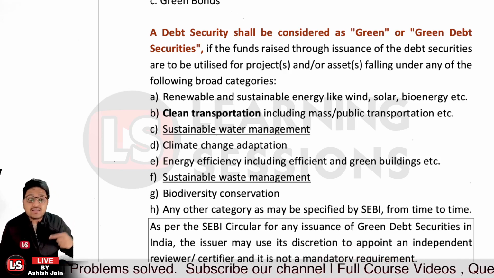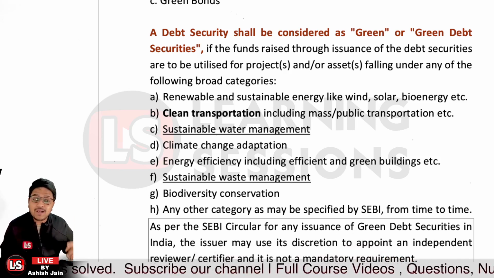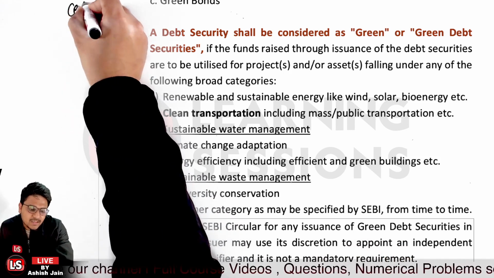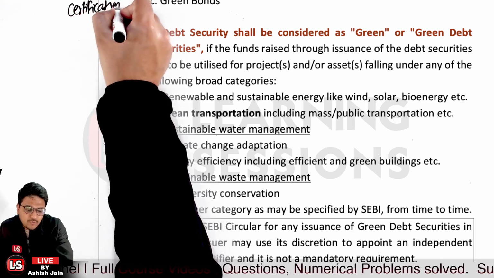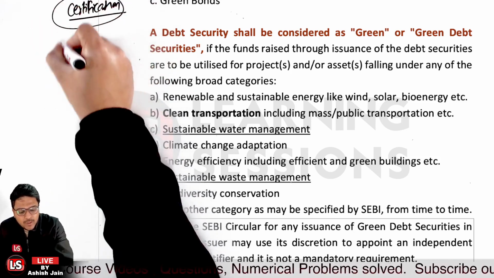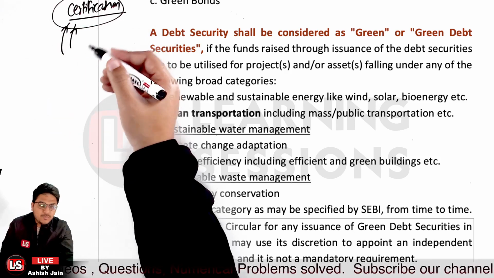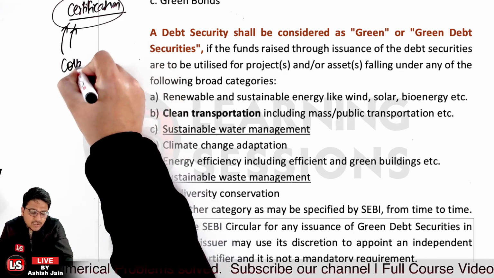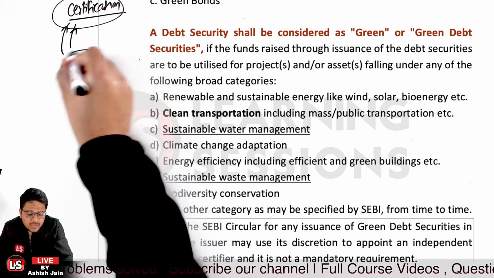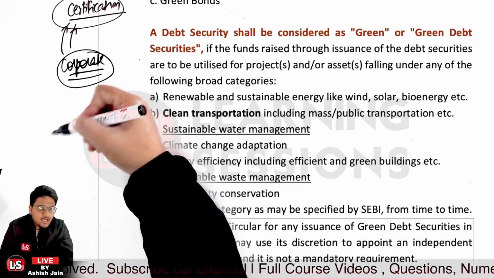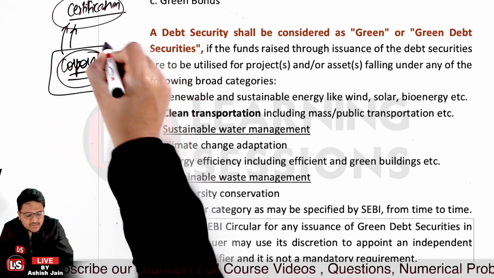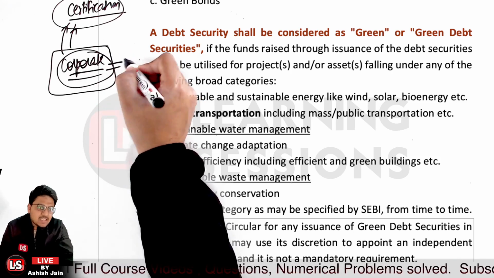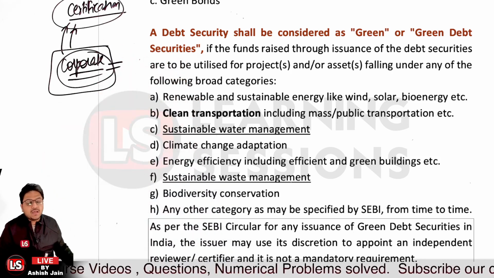The issuer, at its discretion, can appoint an independent reviewer. Like I told you, a certification can be obtained, right? For that purpose, it's not mandatory to appoint a certifier or a person who will be reviewing you. A certifier is not required. But if a corporate wants to appoint a certifier or reviewer, they need to disclose the same in their prospectus, right?